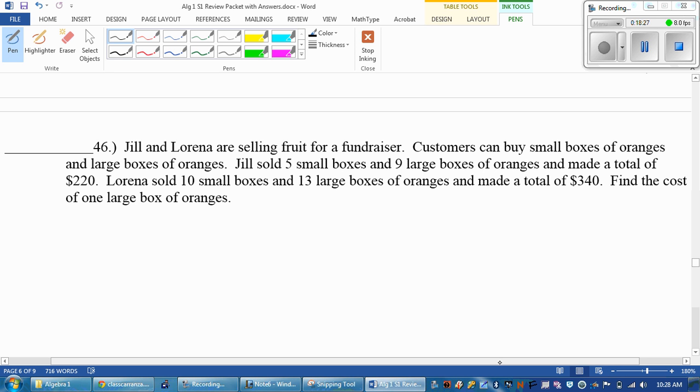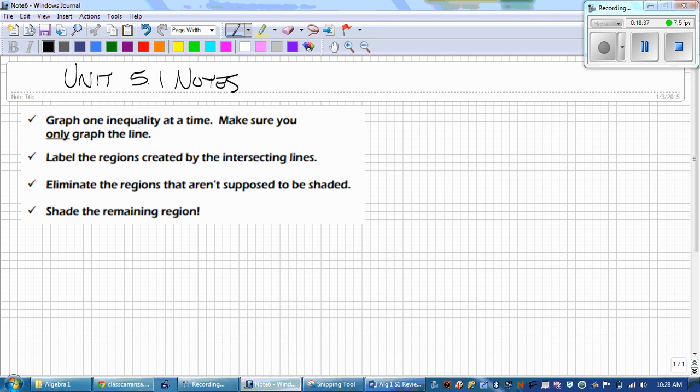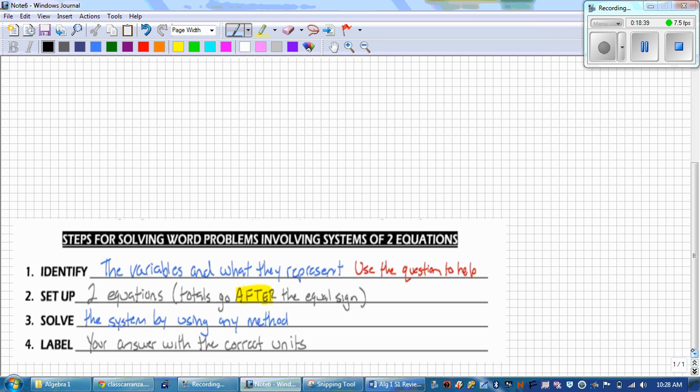Word problems. All right, why don't you pause the video, read this to yourself, and highlight any important information. Now, when I'm talking about important information, those are the steps that we need to do. We need to identify, we need to set up, we need to solve, and we need to label. Okay? That might be another good thing to write on your note card. Okay? All right, good luck.